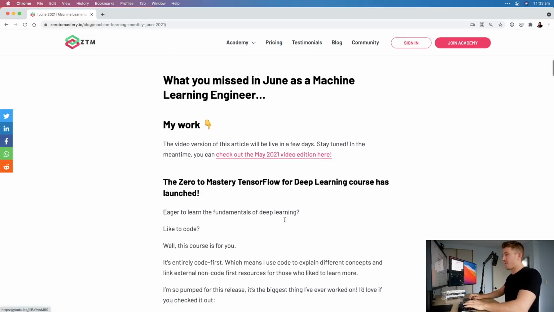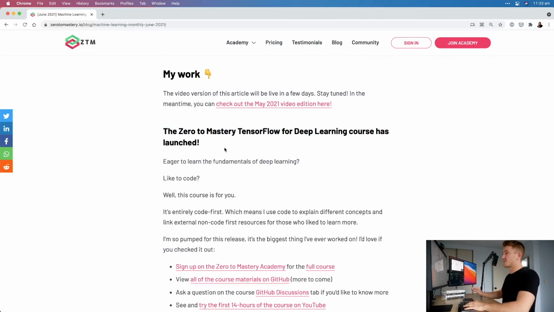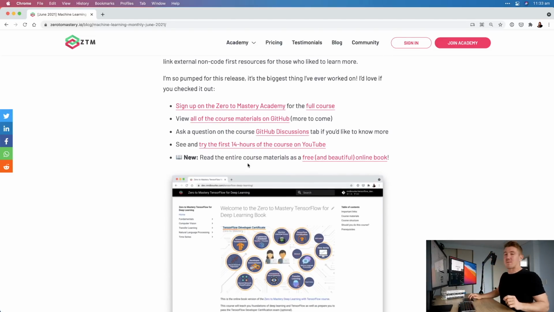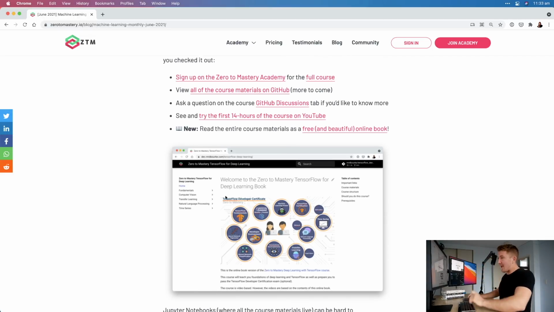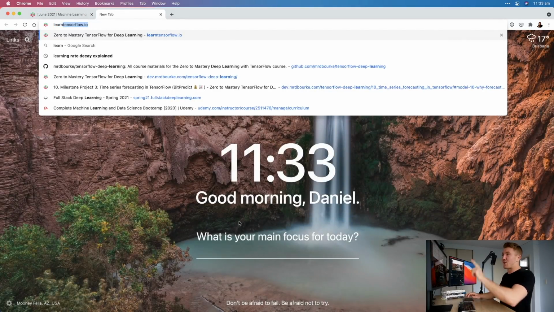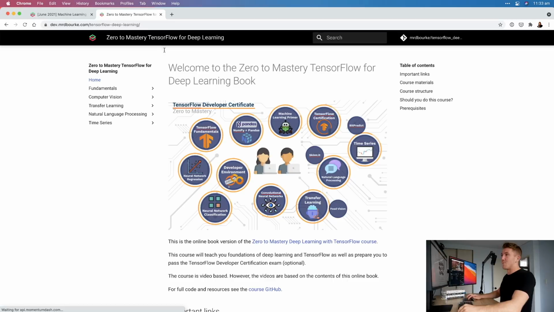Let's jump into it. So, my work, the Zero to Mastery TensorFlow for Deep Learning course has launched. Yes, I'm super excited about this. The biggest update from the last month is that now all of the materials are available in a beautiful book. Look at this. So if we go to learntensorflow.io, boom, jump into it. Look what you get. You get this amazing formatted book.